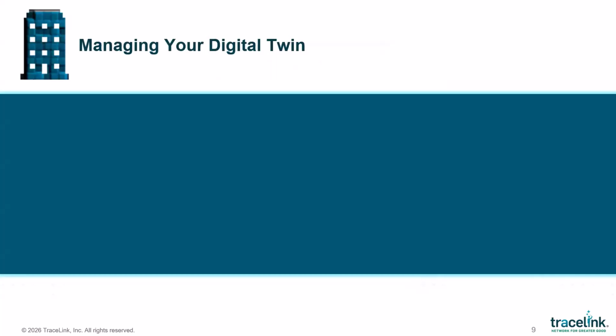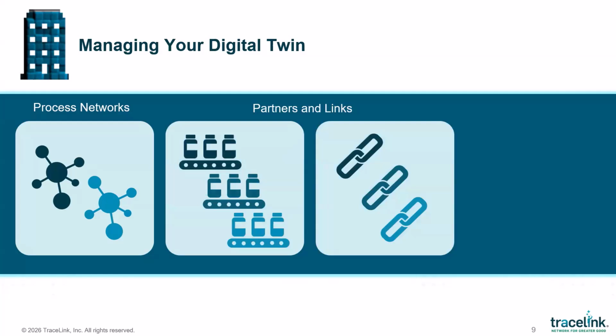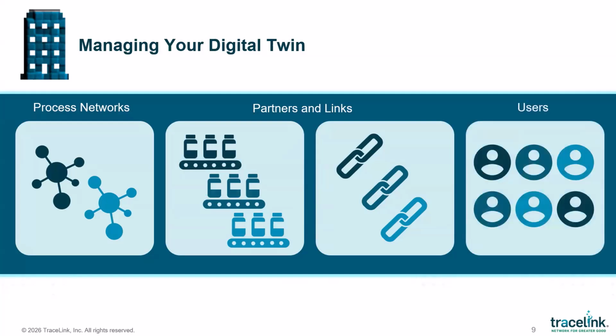The structure of your digital twin consists of process networks. Process networks create shared digital workspaces to orchestrate different kinds of business processes, like logistics and manufacturing, through a single platform. Partners and links: you build and expand your process networks by adding supply chain partners to your database. Users: you define a user's access based on the relationship that user has with business processes and partners.